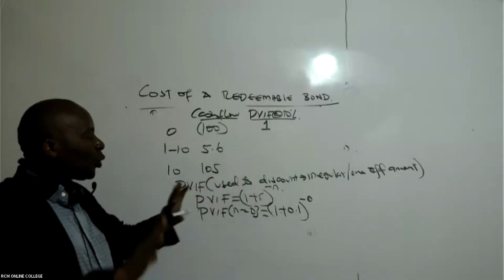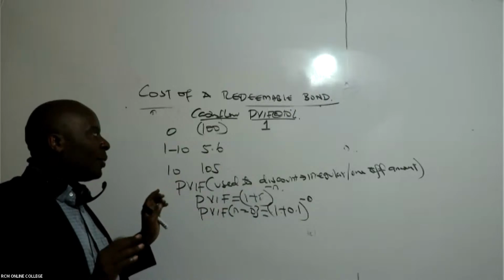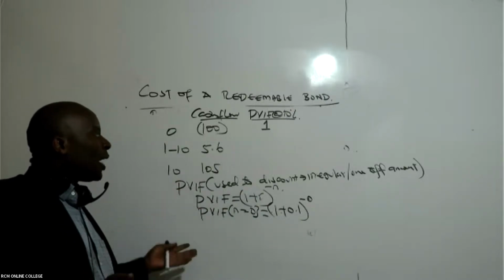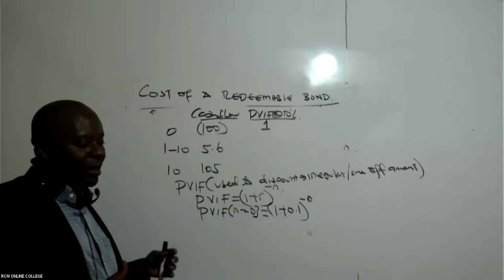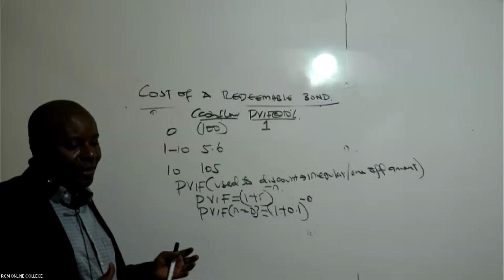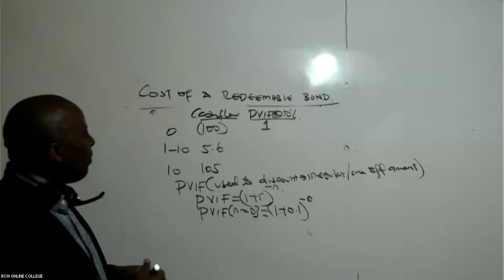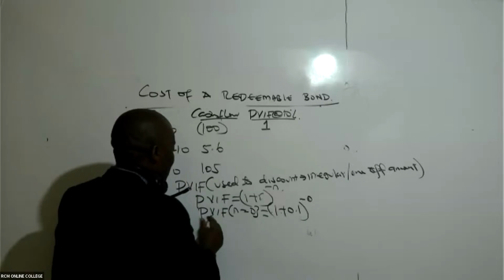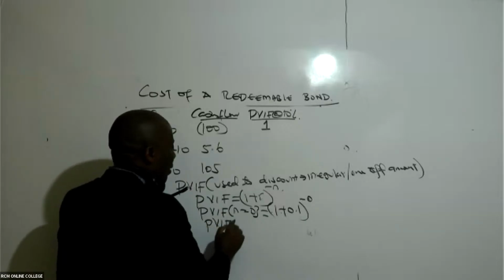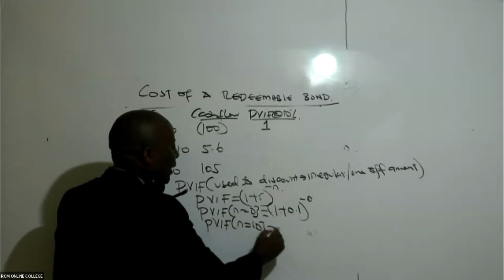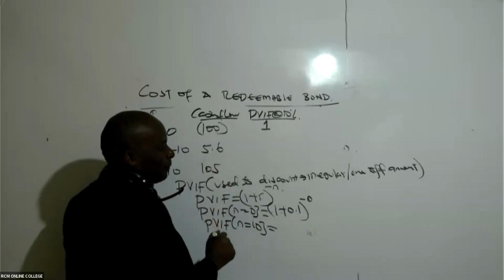Remember, 10% is trial and error. Somebody could have started from 5, another one from 6, whichever. Yeah, we are getting 1 there. How about PV when N is 10 for this lump sum amount?